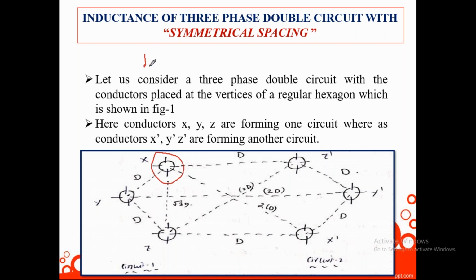Suppose you want to find the inductance of conductor X, what we have to use is, from X to X, Ln 1 by self distance, plus from X to X dash, what is the distance? The distance is 2D. So this is the linkage with respect to Ix. Similarly from Iy, from X to Y, from X to Y dash, from Iz, from X to Z, from X to Z dash. This is how we have to find it out.